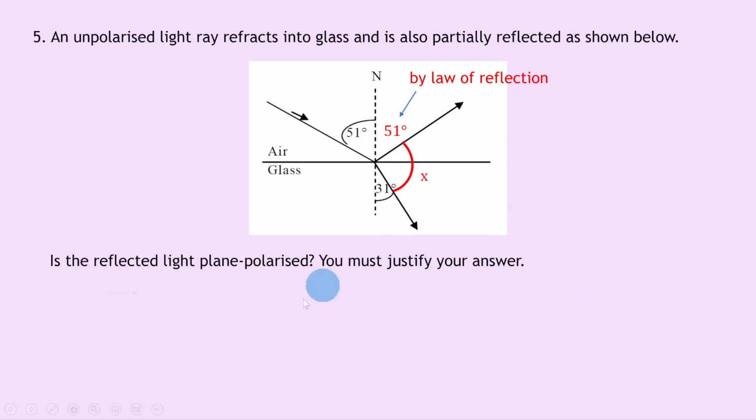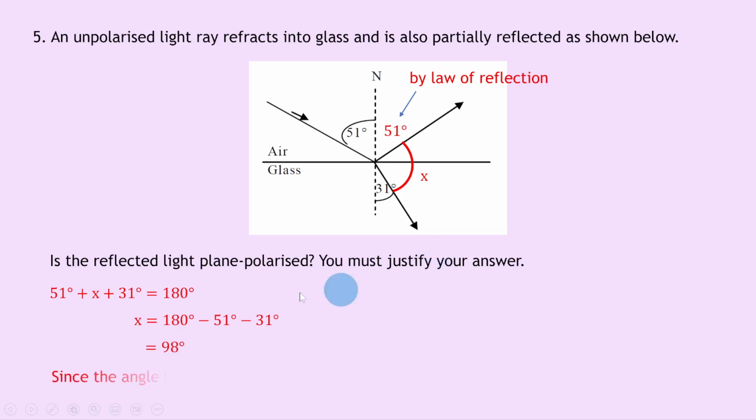So we could write this as 51 degrees plus x plus 31 degrees is equal to 180 degrees, i.e. all of these three angles must total 180 degrees. And let's try and find x on its own. Now if x was 90 degrees, then that would mean this reflected light is fully plane polarised, but if it's not 90 degrees, then it means the reflected light is not plane polarised. So if we rearrange this for x, we can subtract 51 and 31 degrees from both sides, so we get x is equal to 180 degrees minus 51 degrees minus 31 degrees, and putting that into your calculator should give you an answer of 98 degrees.